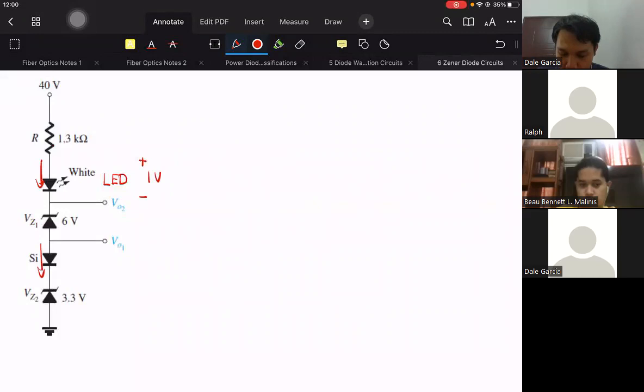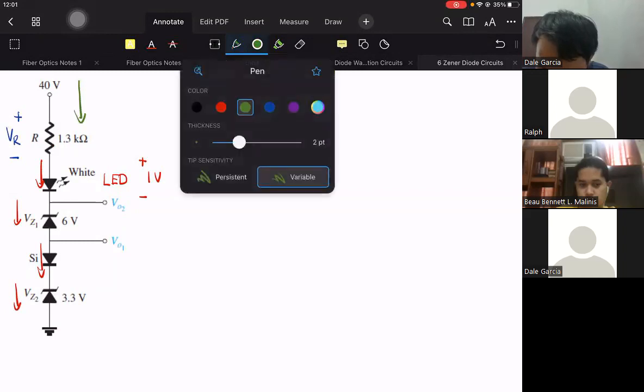Notice that the symbol of our Zener diode is upward. So it doesn't matter, as I've said. Current will still flow downward. So we could now solve for VO1 and VO2. To solve for VO1, we can use KVL. First, let's solve for the diode voltage drop for the resistor. So let's say this is VR. Using KVL in that direction, downward.